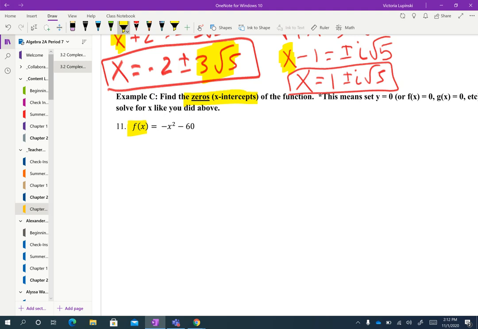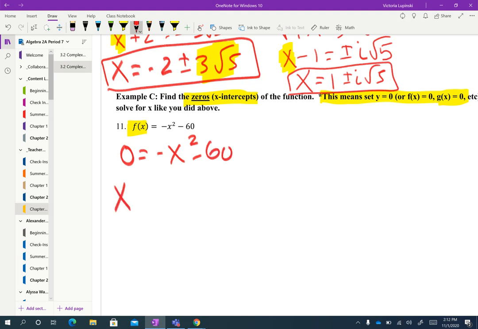The first thing you want to realize is that finding a zero is the same as finding an x-intercept. How do you find an x-intercept? Well, that means you set y equals, or f of x, or g of x, equal to 0, and then you solve just like all of the examples that we did above. So start by changing the f of x to a 0.